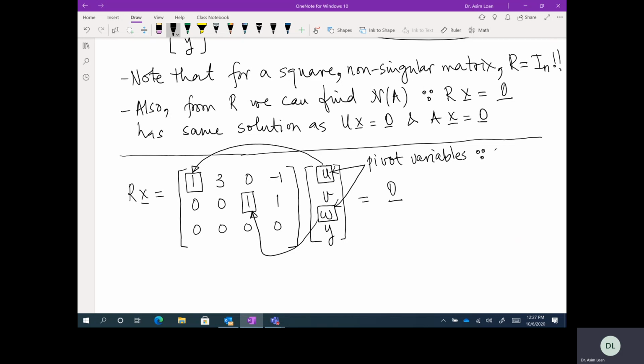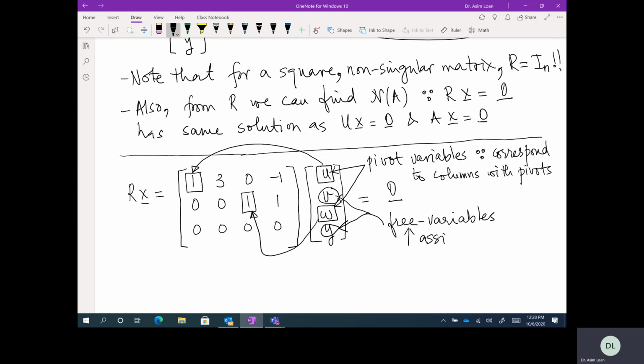Why? Because they correspond to columns with pivots. And the others, maybe I circle them. These are the free variables and can take on any value. So assign an arbitrary value.